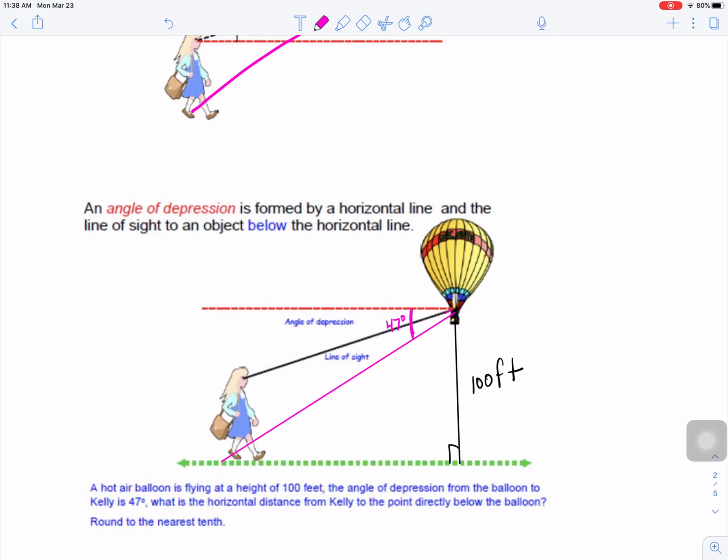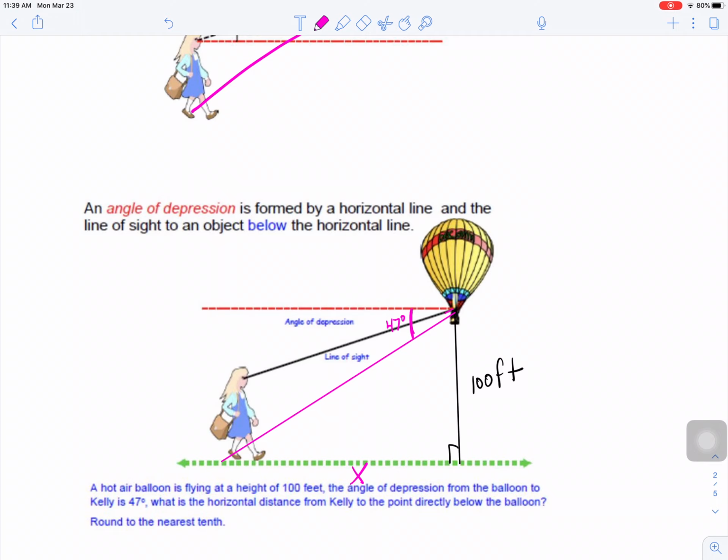Here's the situation. The hot air balloon is flying at 100 feet. I marked that in for you. The angle of depression from the balloon to Kelly is 47 degrees. What is the horizontal distance from Kelly to the point directly below the balloon? This is what we're looking for, that value.